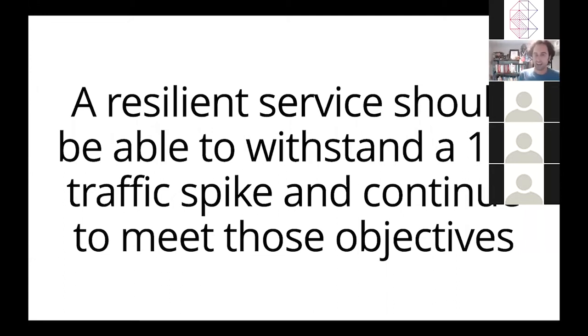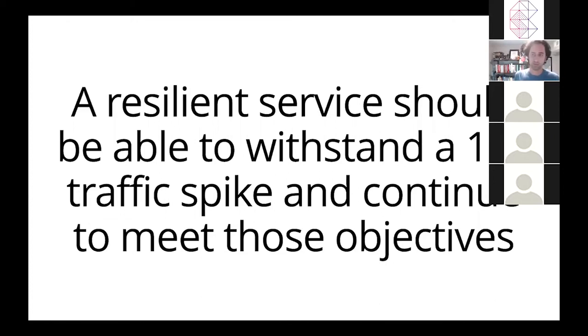What I mean is that if you receive 1,000 requests, 100 of them are still being met satisfactorily. And you can throw the rest of them away or do something else with the rest of them, but 100 of them still need to work. And those are the kinds of goals and objectives that we're going to talk about. And really, reaching those goals is what this whole talk is about.